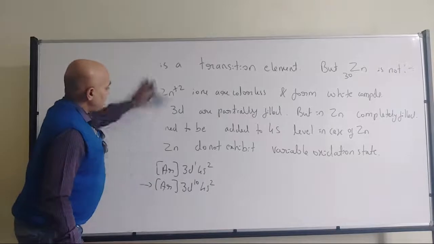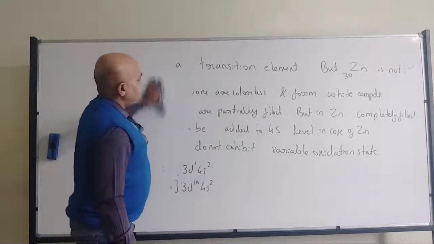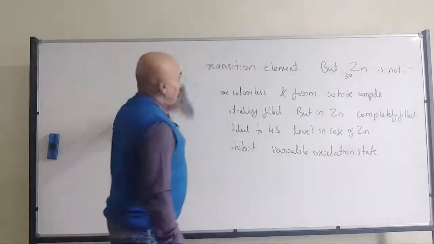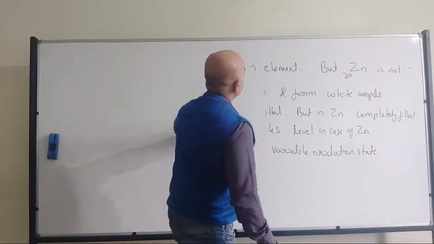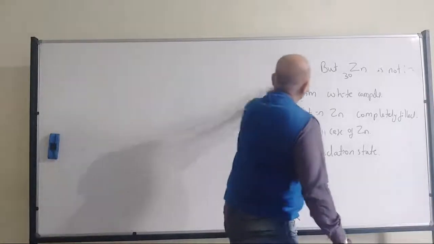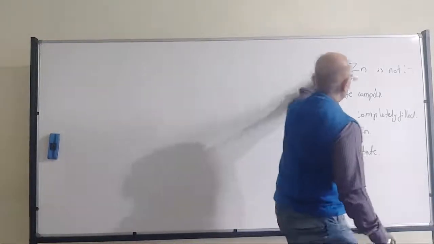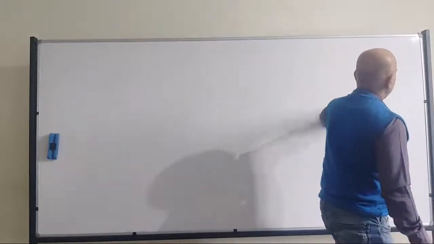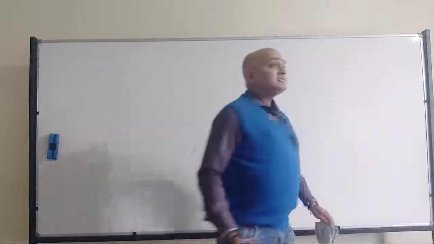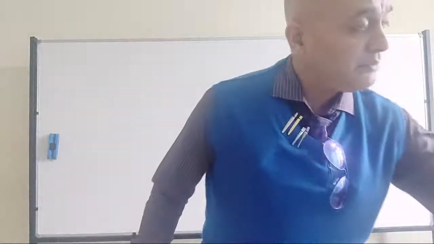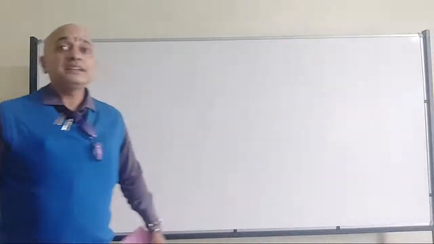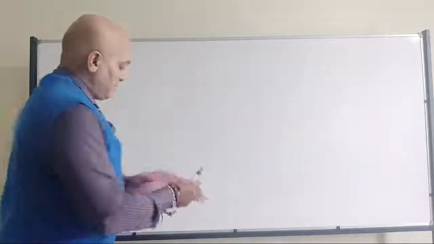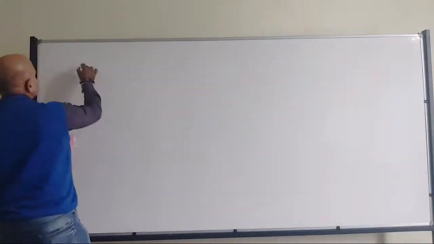Okay? So zinc can also be called a pseudo transition element. Due to that, zinc will be included as a pseudo transition element. Why? What is the reason? Because in its ionic form or in its elemental form, it has a completely filled d subshell. All of you have understood? So we will move to the next one. Second one.